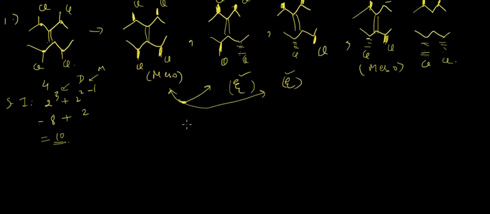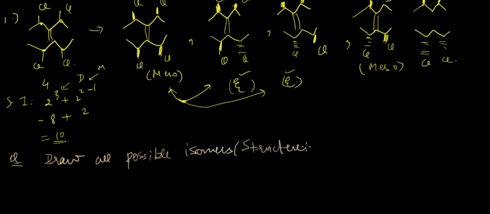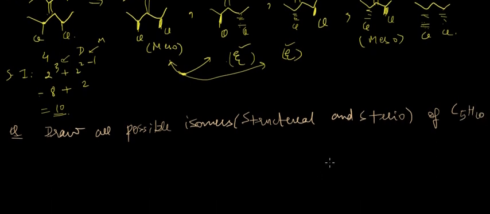Okay, so for the homework problems I'll give you, you have to draw all the isomers possible of C5H10, not just stereoisomers. Include all the isomers, be it structural or be it stereo. So draw all possible isomers, structural and stereo, of C5H10. Okay, so this is a homework problem.